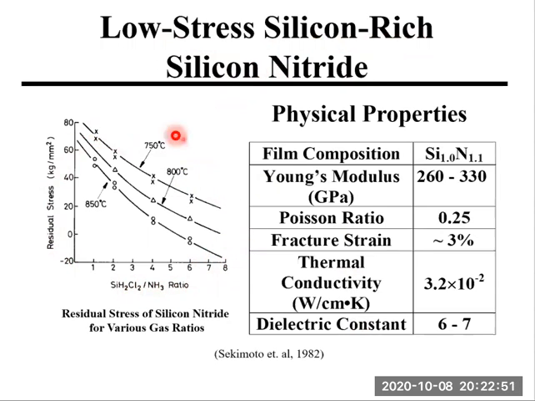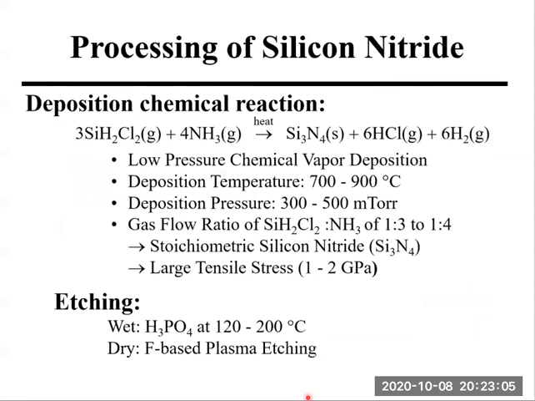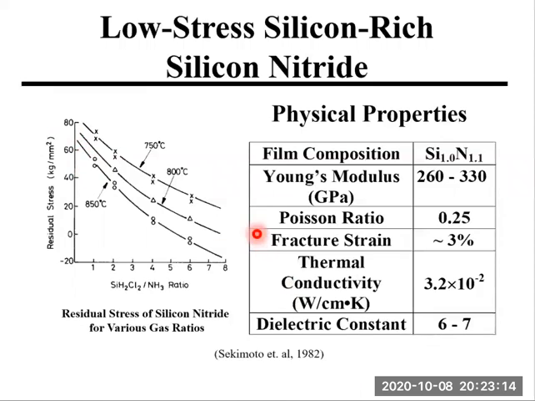Let's take a look at this figure. This figure plots residual stress as a function of dichlorosilane over ammonia ratio. If we use a ratio of 1:3 or 1:4, so the ratio is 0.3 to 0.25, less than 1, a small gas flow ratio, then this gives us a very large stress.